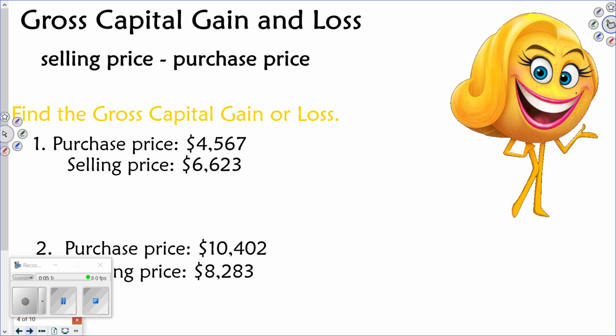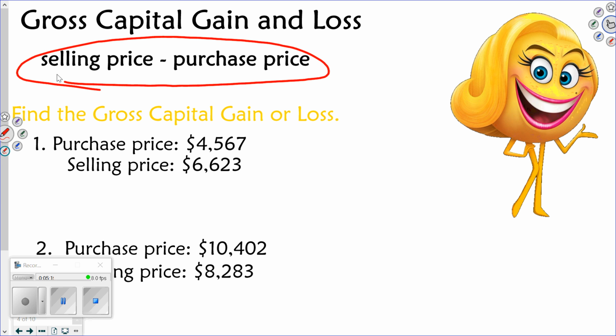All right, so gross capital gain and loss. It's just your selling price minus your purchase price. So we're right up here. And hopefully that makes sense to you, right? Selling price minus the purchase price. We're going to see what that difference is. Did you make or lose money? So find the gross capital gain or loss. If I bought it for $4,567 and I sold it for $6,623, was it a gain or a loss? That's a gain. I made money, right? I sold it for more than I paid for it. All right. So how much did you gain?